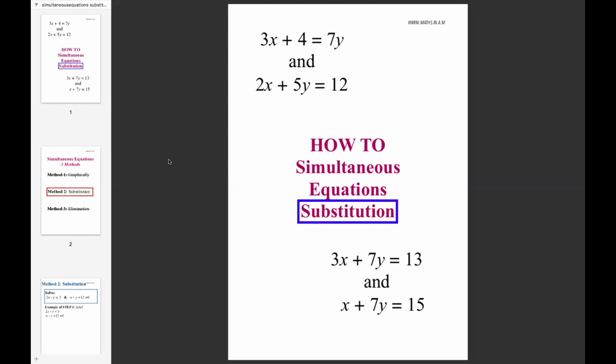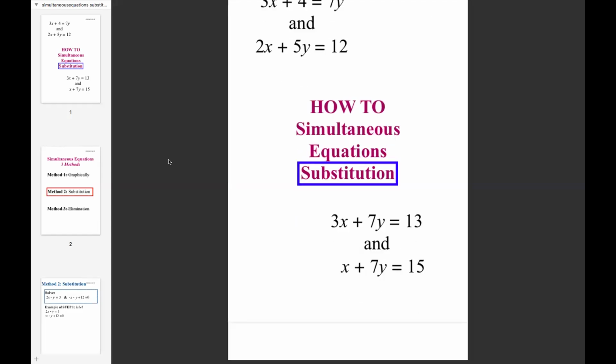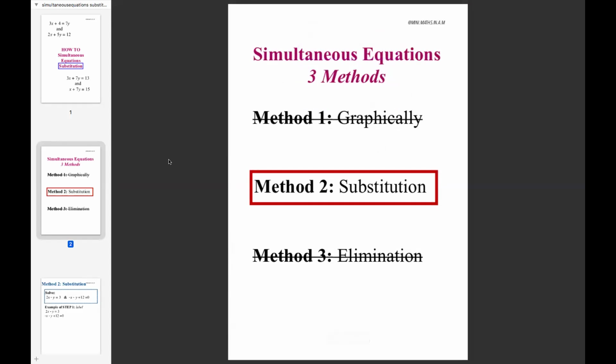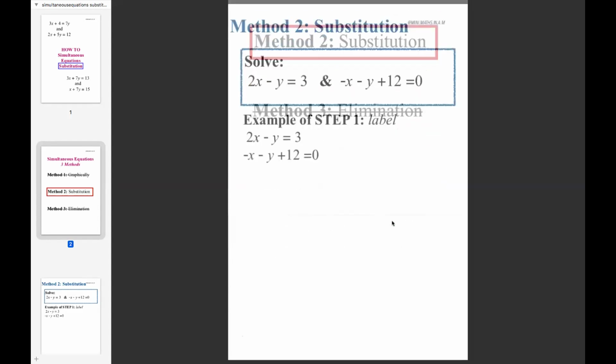This video is how to solve simultaneous equations using the substitution method. There are three methods for solving simultaneous equations: graphically, substitution, and elimination. This video just focuses on a few examples using substitution.